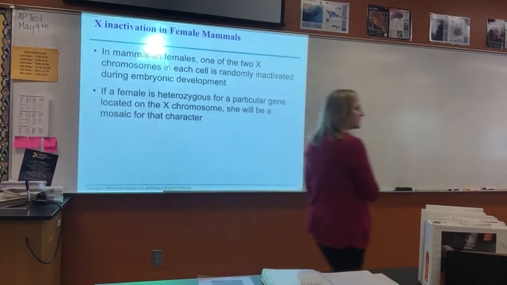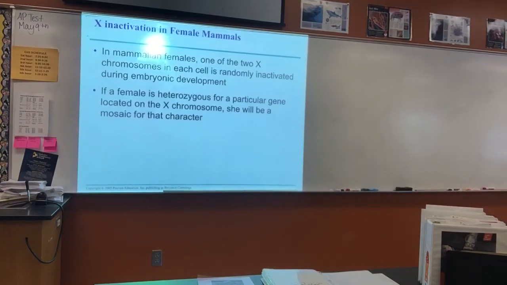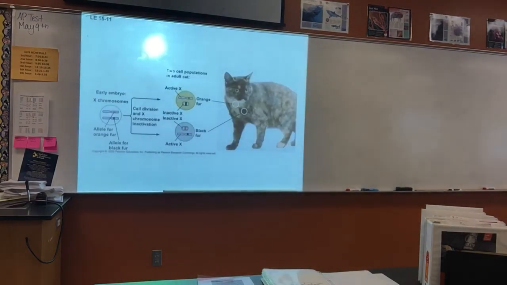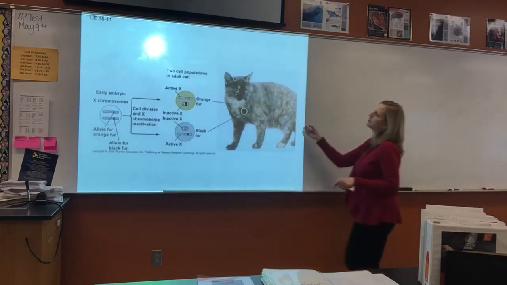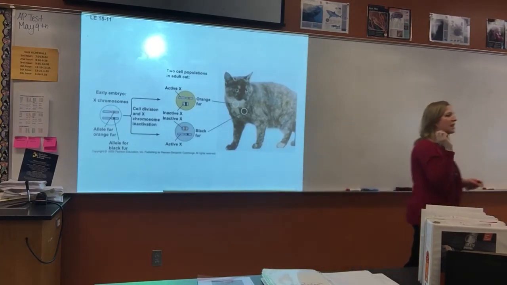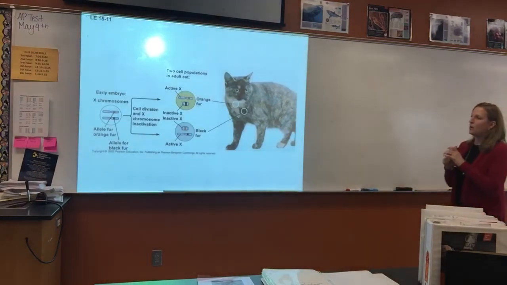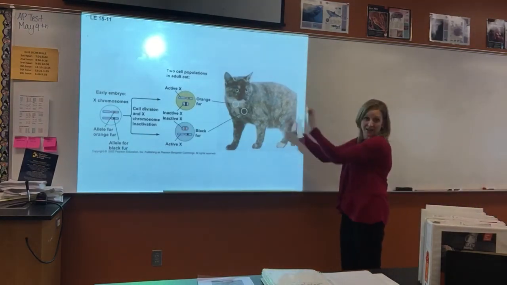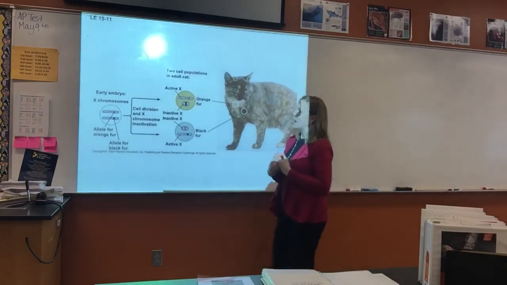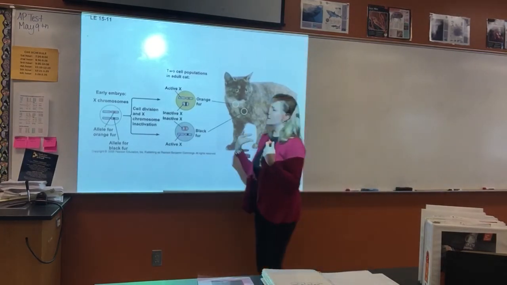So this plays a role in the phenotype of the cat if the female is heterozygous for a particular gene located on the X chromosome. And what will happen is she'll be a mosaic, or mixture, for that particular trait. So let me give you an example of what I mean by this mixture of a particular trait. And so the example we're using is calico cats. All right, so this is a female calico cat. She has splotches of orange and black on her. And so how the splotchiness, or mosaic, that's what the mosaic means, comes about is X inactivation.